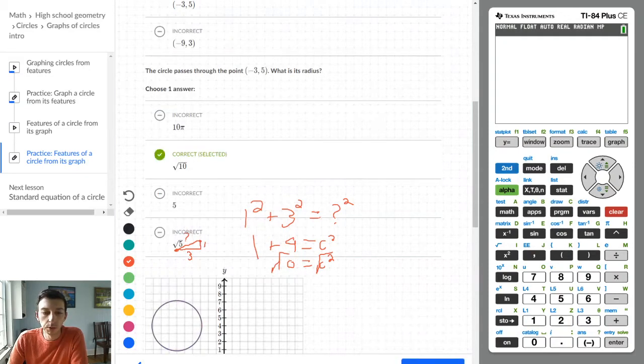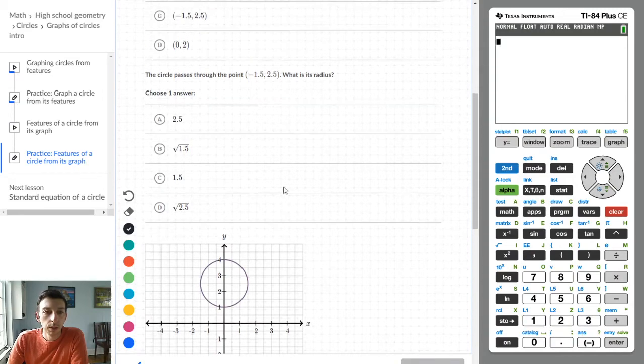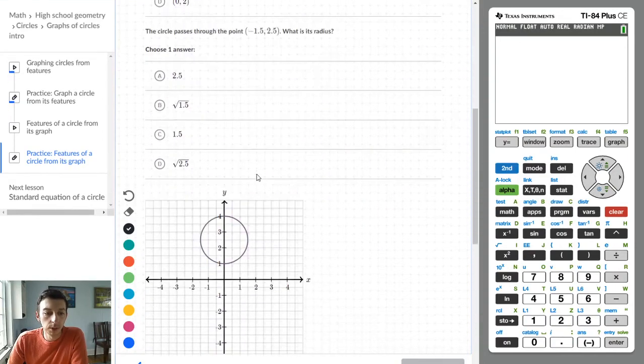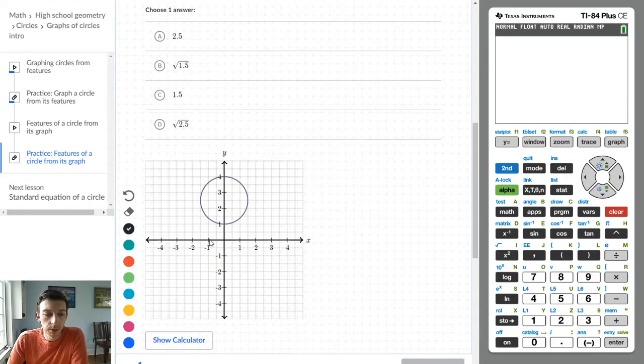So let's move on to our next question. We are looking for the center of the circle again. I'll scroll down and look at my circle. Now keep in mind each box in this figure is half of a unit. You can see that they go over by half units instead of a whole unit, so just be careful when you're looking at that.